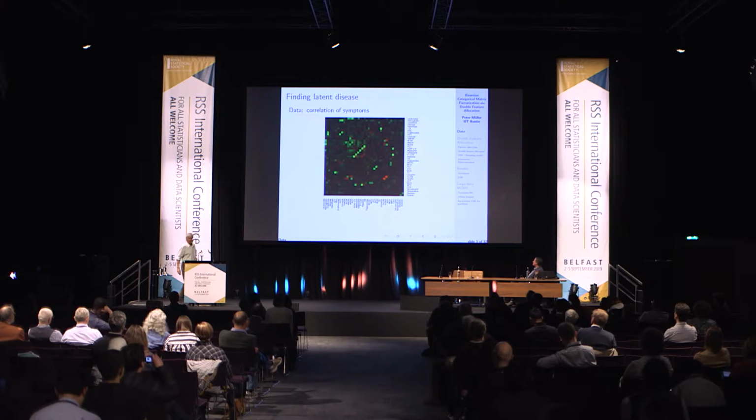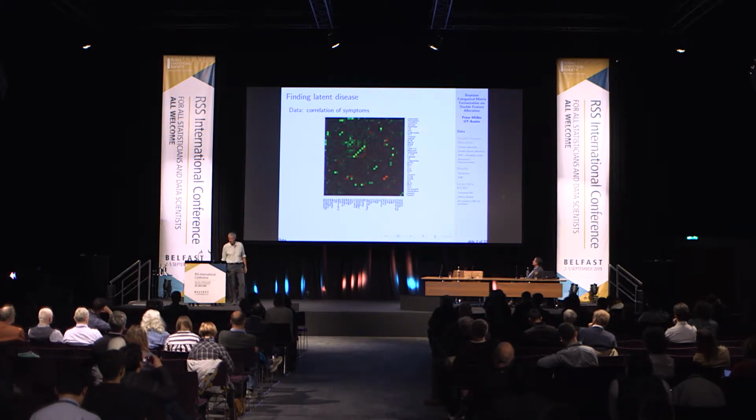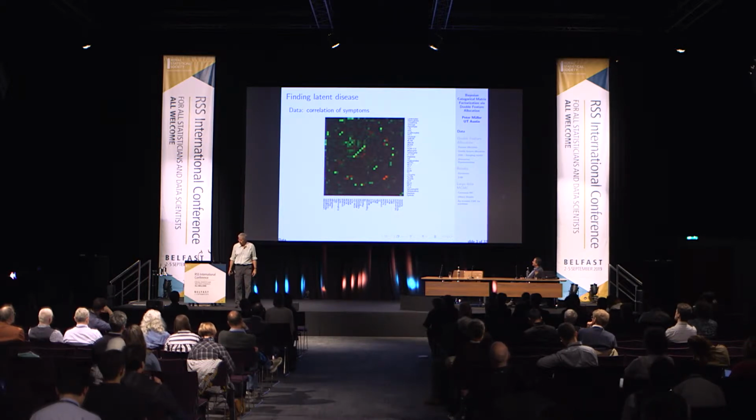Looking at the data, a first shot at trying to discover some structure is to look at the correlation of the reported symptoms, and maybe some structure might jump at us. But that's not quite the case. When you look at that correlation plot, there's no obvious structure that jumps at you.